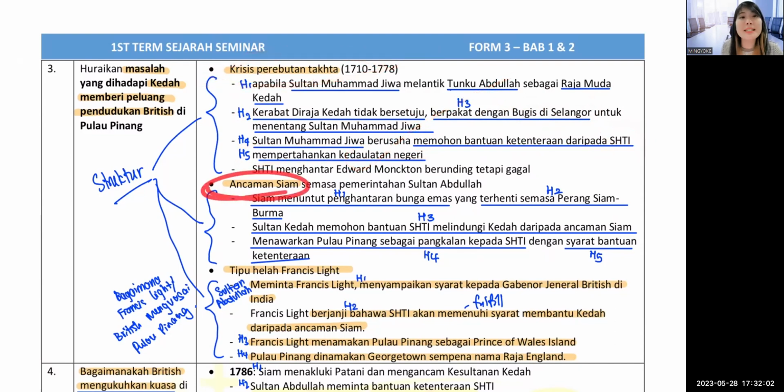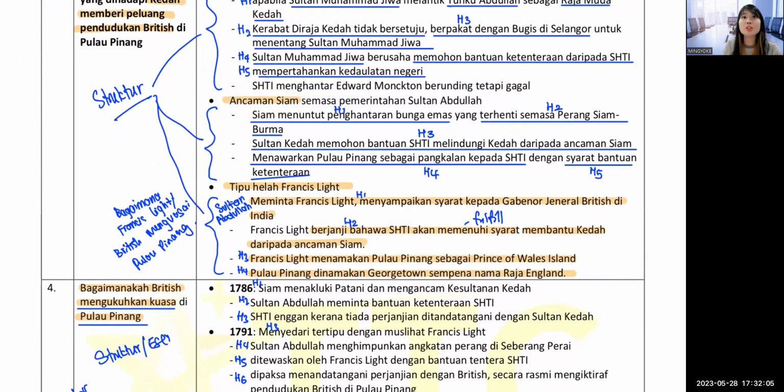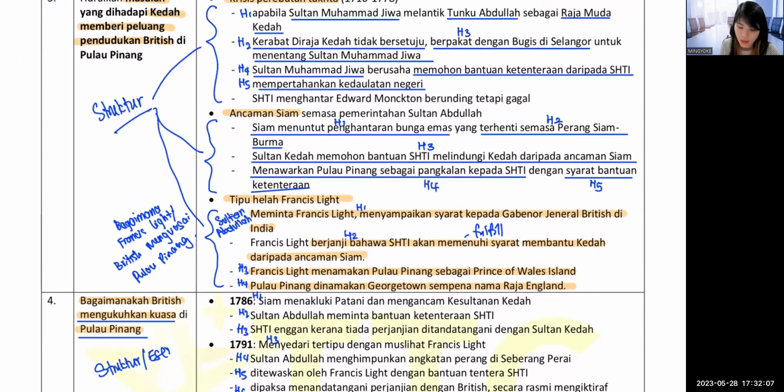Then for the ancaman Siam, how? Okay, if they ask you specifically ancaman Siam, then you have to write: Siam at that time requested Kedah to give back the bunga emas, which had already stopped since the war of Siam and Burma. Burma is Myanmar. In exam, you can only write Burma. You cannot write Myanmar. So at that time, this huraian is 1 mark, and this one is 2 marks.